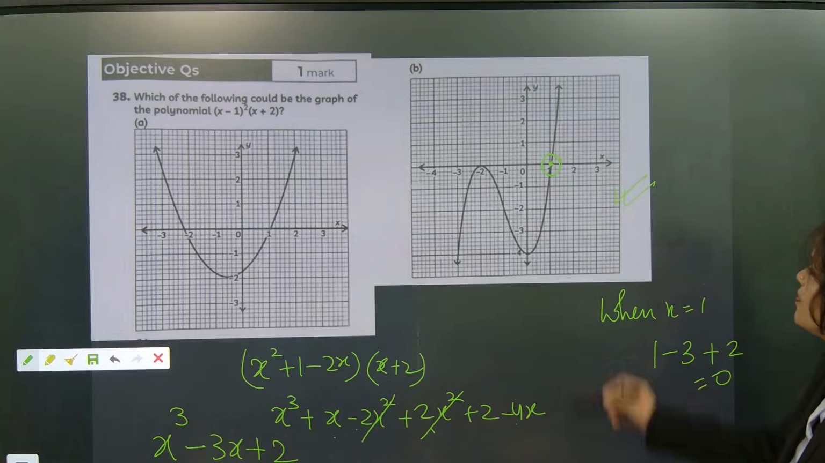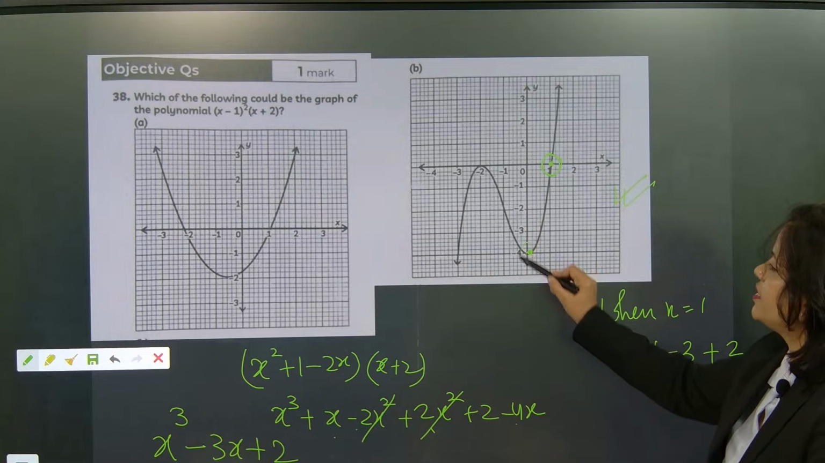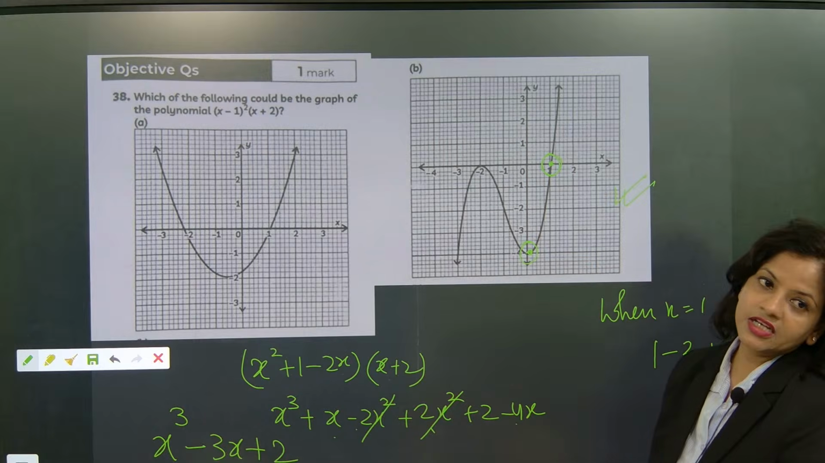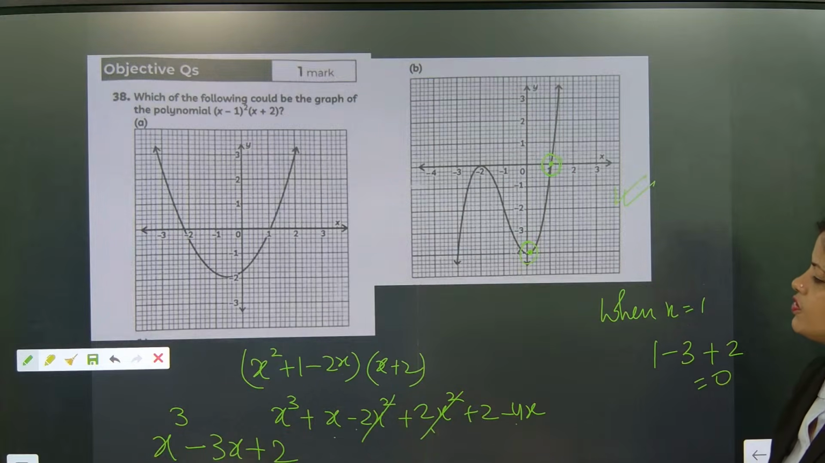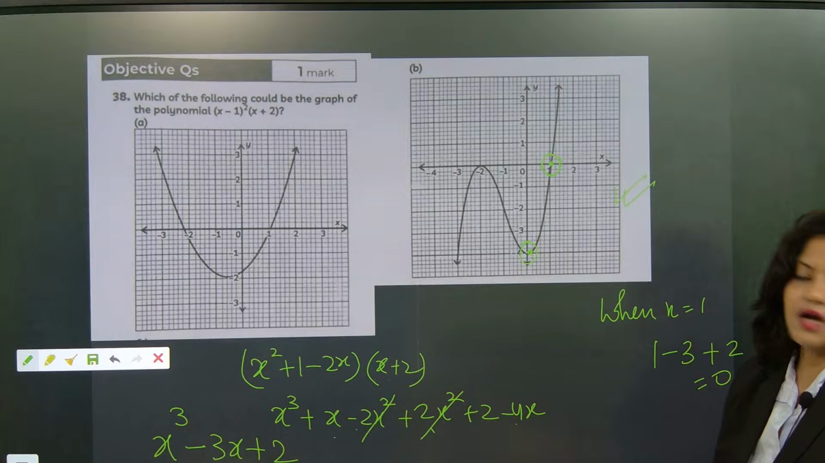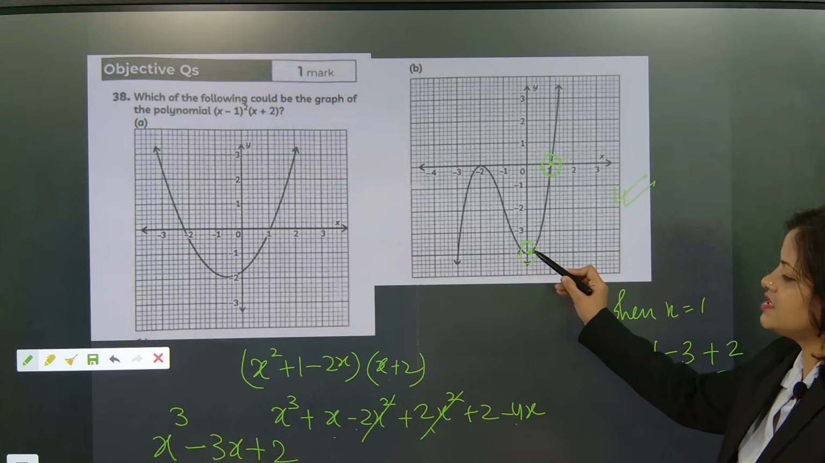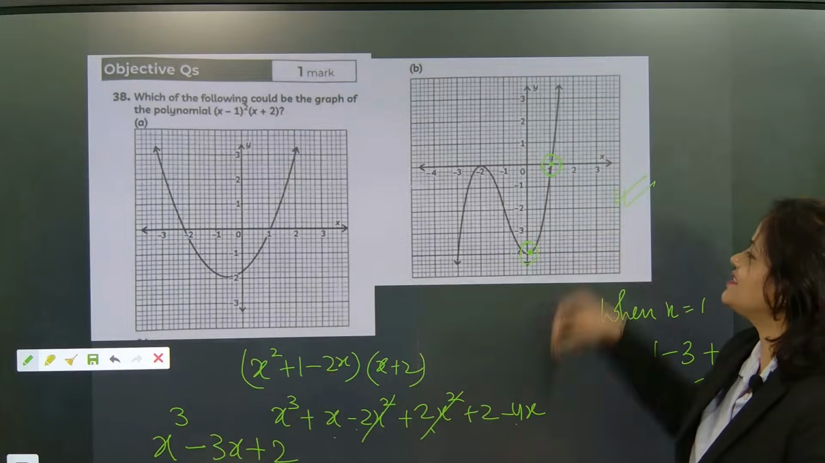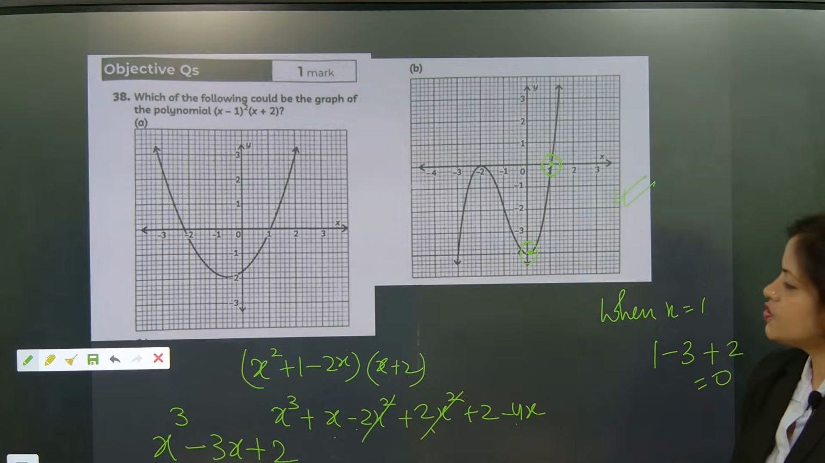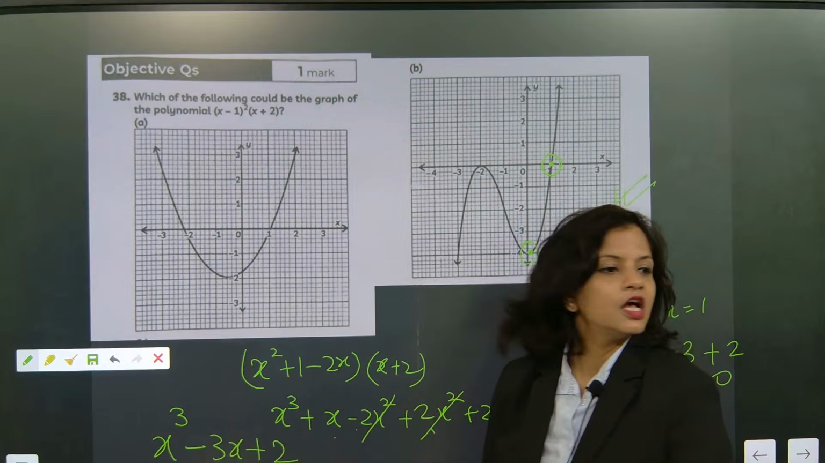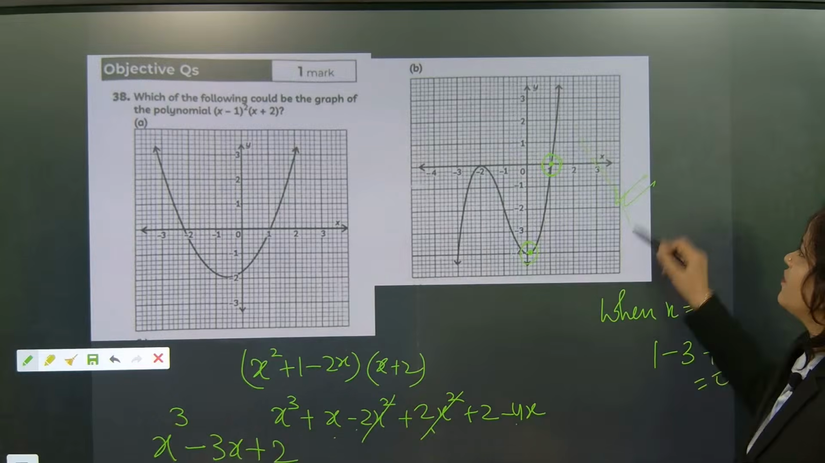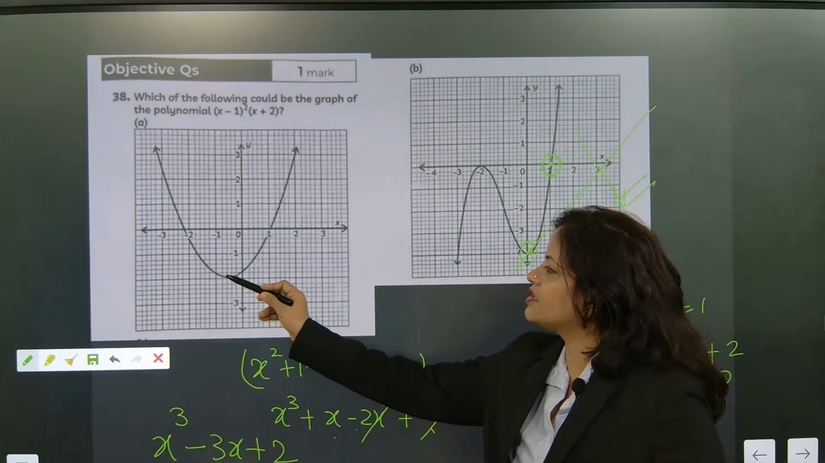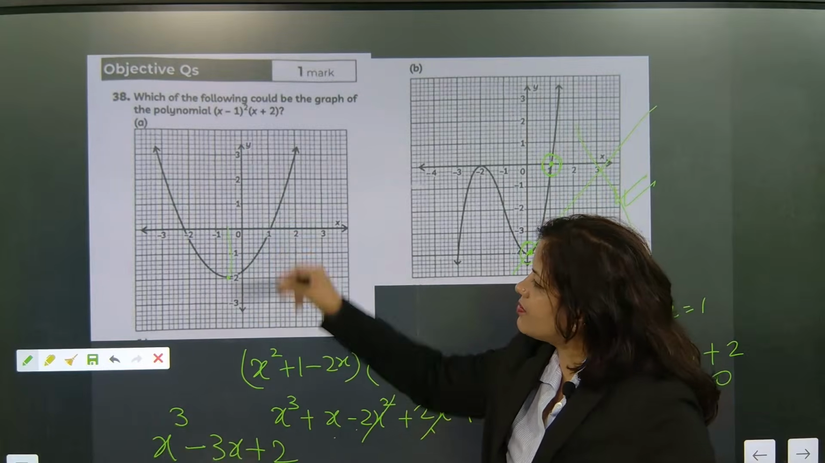Understood? But the most important point here is this critical point. So what value of y is given? Minus 4. Shall we put y is equal to minus 4, x is equal to 0? X is equal to 0 because on the y-axis the x value will be 0. So when x is 0, y is coming as plus 2. So this is not it. Here it is coming minus 0.5.